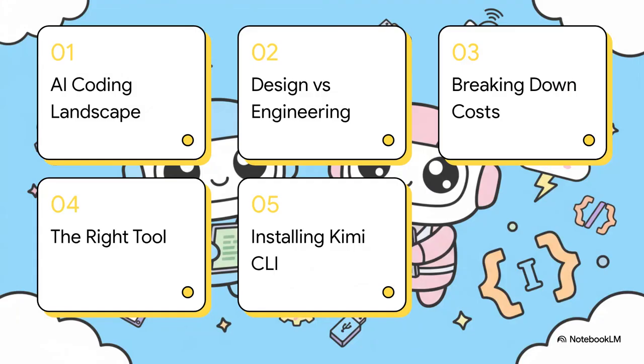So here is our roadmap for today. We'll start with the AI coding landscape, move into design meets raw engineering, break down the costs, figure out the right tool for you, and finally, go over how to install the Kimi CLI.